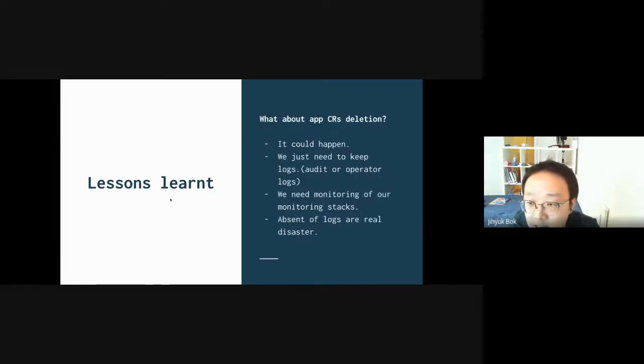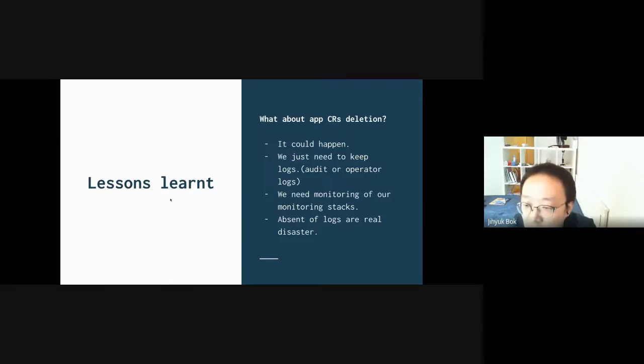And the second lesson: I see that it could happen. Everybody could have bad code inside, and it could just be a mistake. But what we really need to do is keep the logs. It doesn't matter if it's Kubernetes audit logs or operator logs. We need to keep them somewhere else. We need longer periods to keep these kinds of logs inside something like CloudWatch, I would say.